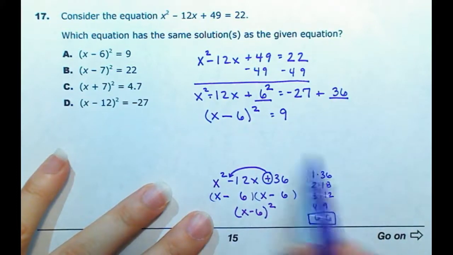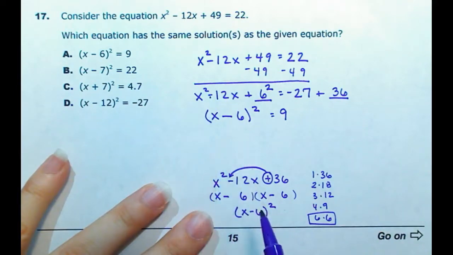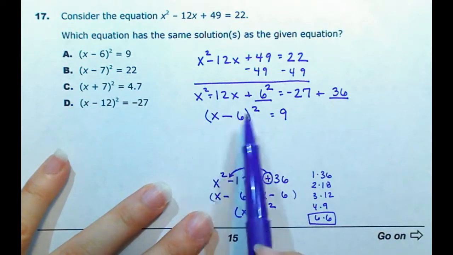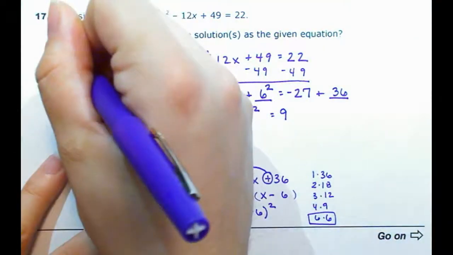So you can do it the long way, or you can use the shortcut. Either way, you're going to end up with the same answer at the end. So x minus 6 squared equals 9. Looking over here, that option that fits is letter A.